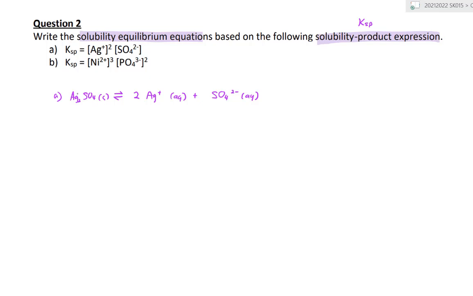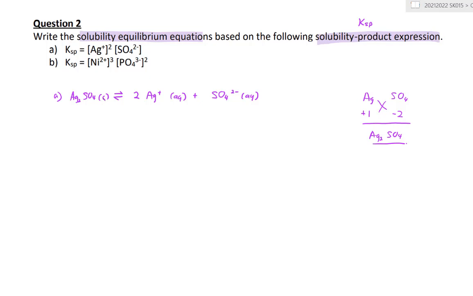So how are you going to figure out the formula of the salt? Similarly like before, silver has a positive 1 charge, and the sulfate ion has a negative 2 charge. So figure out the formula for the salt: Ag2SO4. So this will be the formula for your ionic salt.